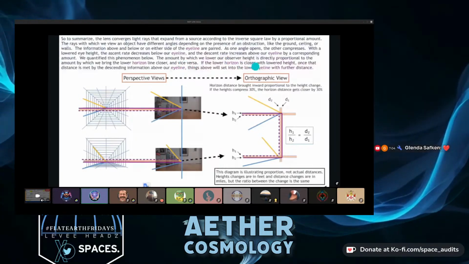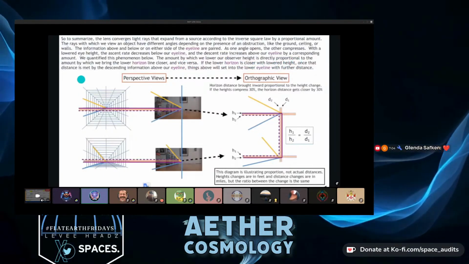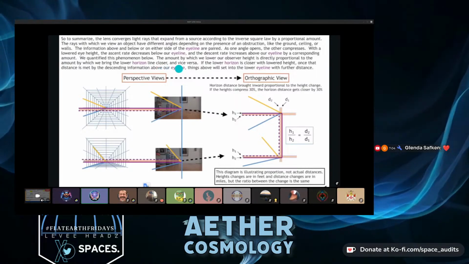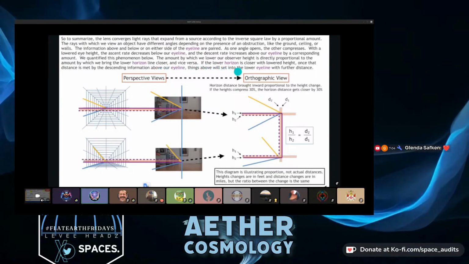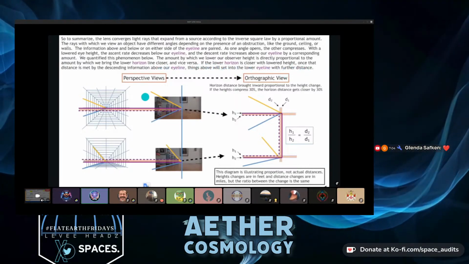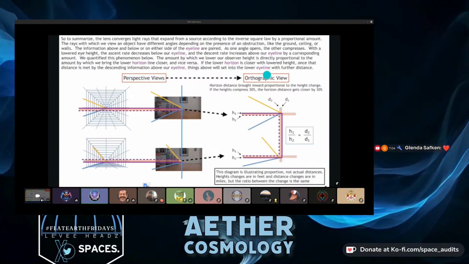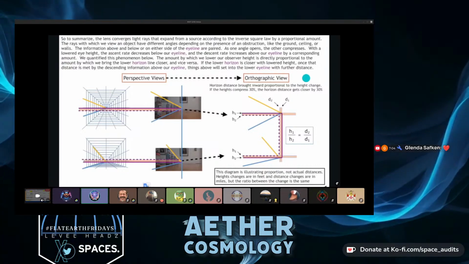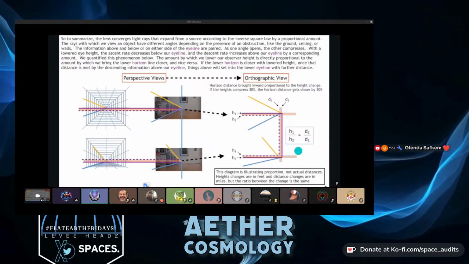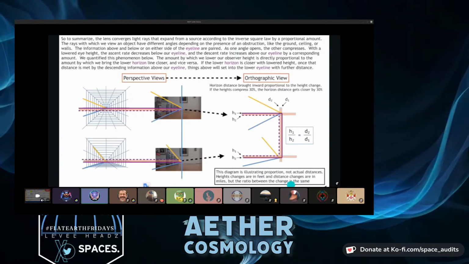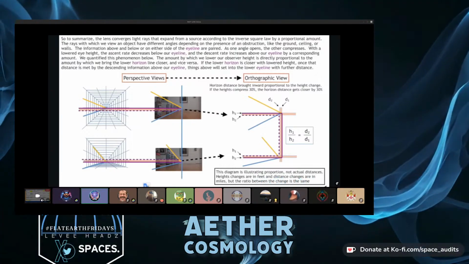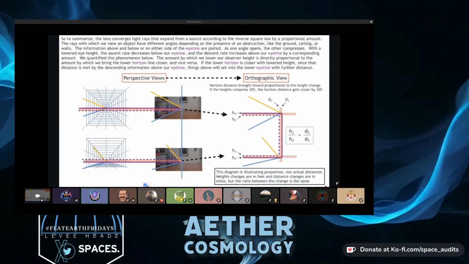The amount by which we lower our observer height is directly proportional to the amount by which we bring the lower horizon closer. If the lower horizon is closer with lowered height, once that distance is met, the descending information above our eyeline will set into the eyeline with further distance. So that's a proportional relationship. Hence why we have this. It's illustrating proportion, not actual distances. But let's see here.